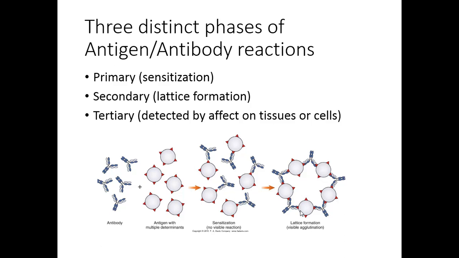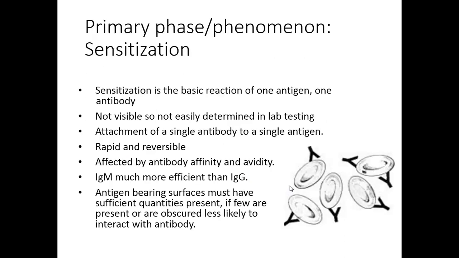And tertiary reactions, we're not going to really focus on them. They occur in the tissues or cells primarily. And it really is talking about the tertiary action is not seen particularly in the cells, but we notice the damage that happens. So if we get a bunch of these lattice formations or agglutinations out in the tissues, we cause damage to cells and tissues there, and we notice the effects of the agglutination. We don't actually see the tertiary phase.